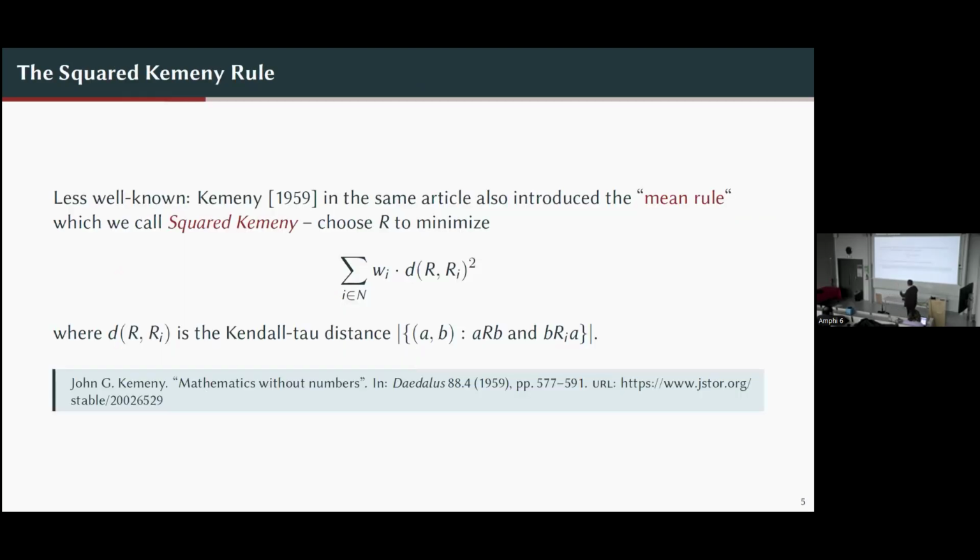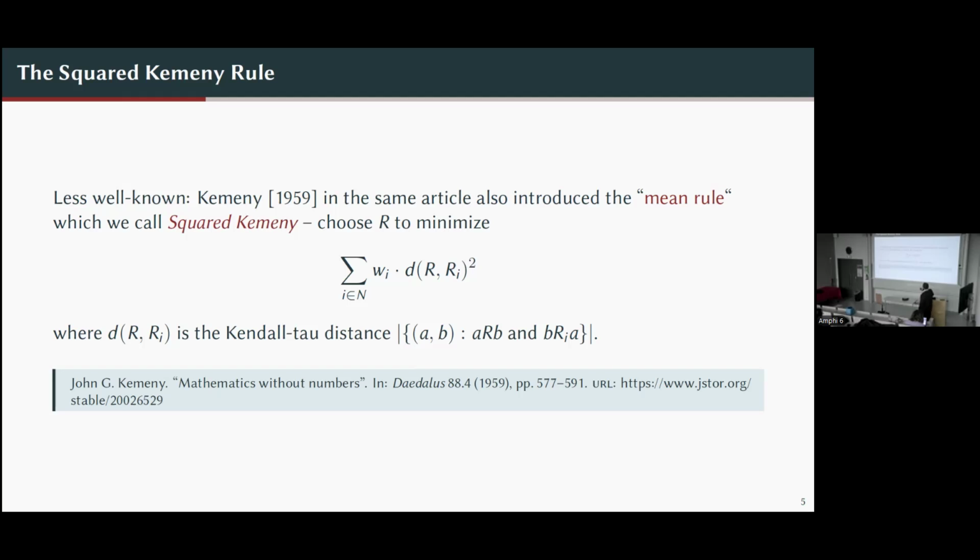Okay, so what kind of method could we use that actually does it correctly and really mixes the two extreme rankings? And that's going to be the Squared Kemeny rule. Okay, and it's actually less well known, but in the same paper from 1959, it's a fun paper trying to bring mathematics to the public and do some sort of fun exercises, but in particular, it considers this rank aggregation rule. And Kemeny actually gives two different rules. One is the one that we now call the Kemeny rule, and he calls it the median rule. And the other is the mean rule, which we've now decided to call Squared Kemeny.